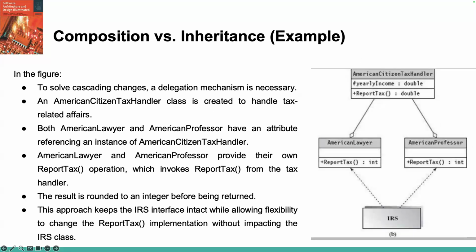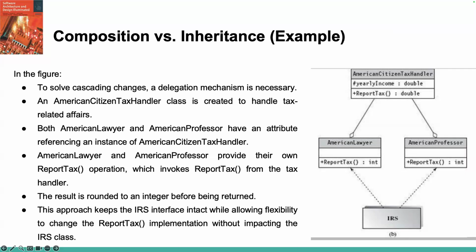To avoid cascading changes when modifying the reportTax method, we can introduce a delegation mechanism. It helps isolate changes and minimize the impact on dependent classes. In the figure, an American Citizen Tax Handler class is created to manage tax-related affairs instead of directly inheriting the reportTax method. Both American Lawyer and American Professor classes reference an instance of American Tax Handler.